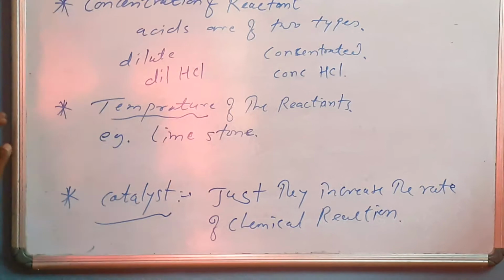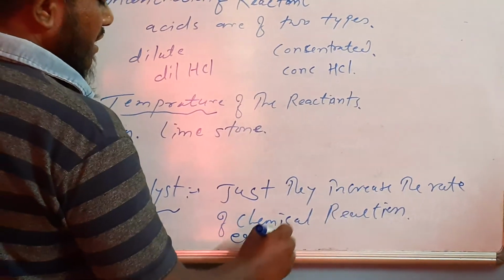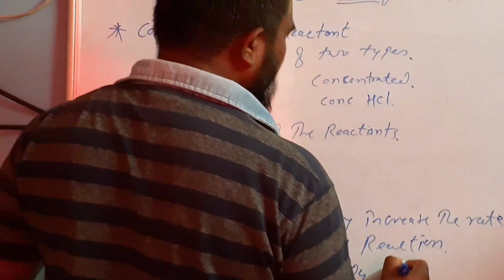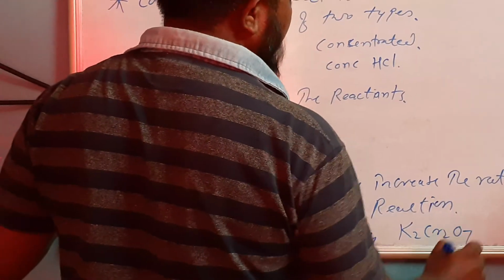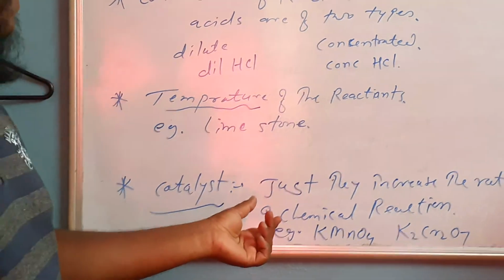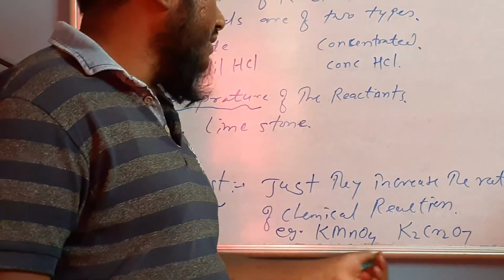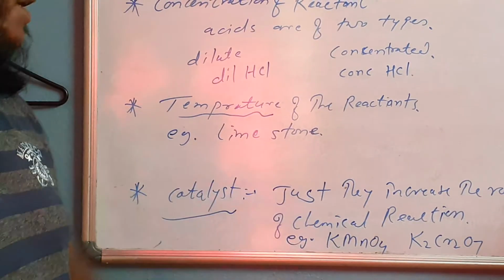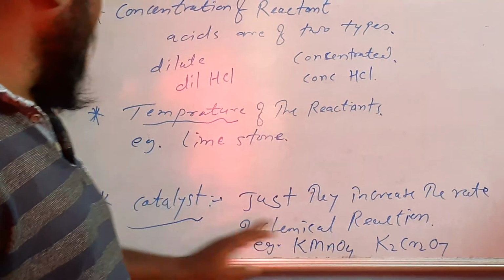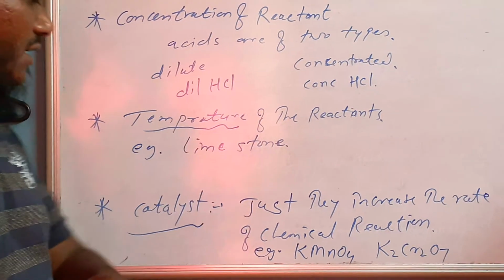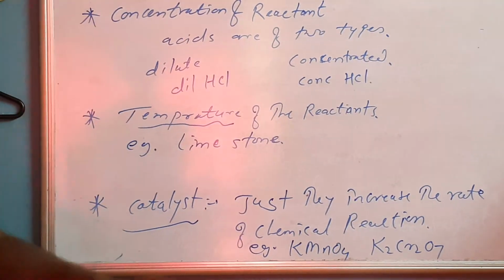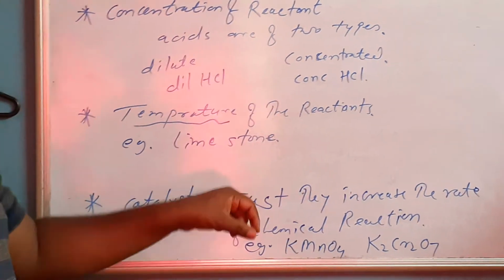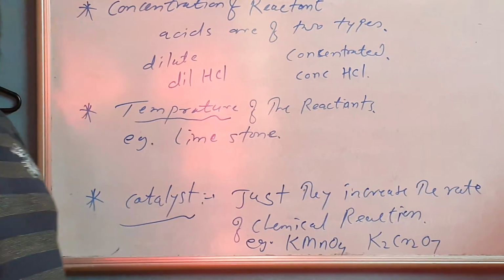Now the examples of catalysts are KMnO4 and K2Cr2O7. What is the name of KMnO4? Potassium permanganate. And K2Cr2O7 means what? Potassium dichromate. These two are examples of catalysts. Keep in your mind, catalysts are those substances which do not take part in any chemical reaction, but their presence will increase the rate of chemical reaction.